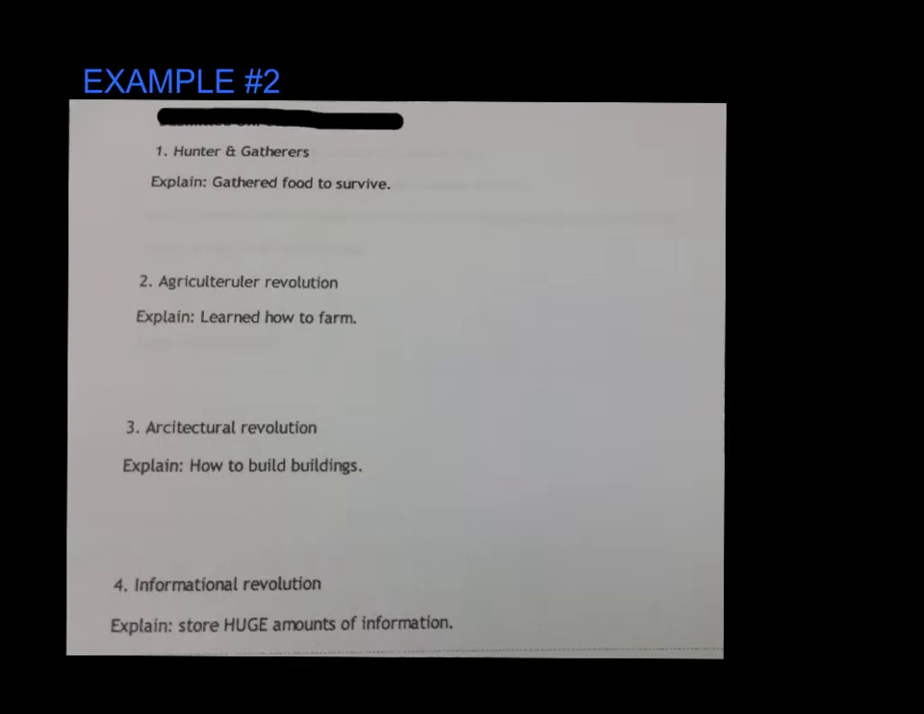Example number 2 is another student attempt to answer the 4 cultural revolutions question. You can see that the student has clearly indicated where his 4 revolutions and explanations are. If you look at the actual answer, you'll see that his hunters and gatherers example is correct, his agricultural revolution example is correct. Unfortunately, his 3rd revolution, which should be the industrial revolution, is named wrong, but he did recover and name the information revolution correctly.